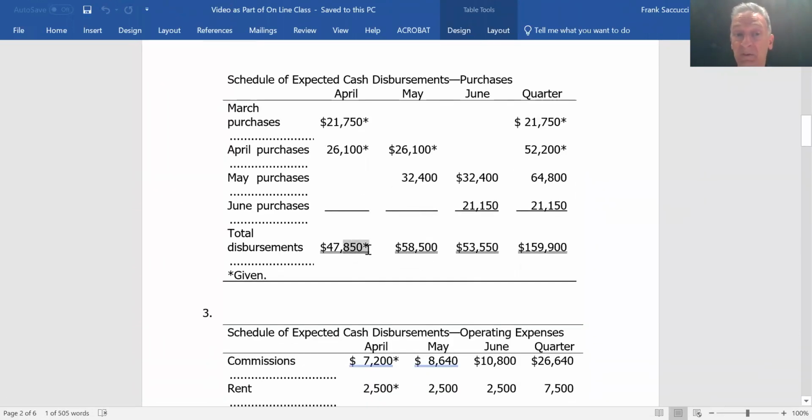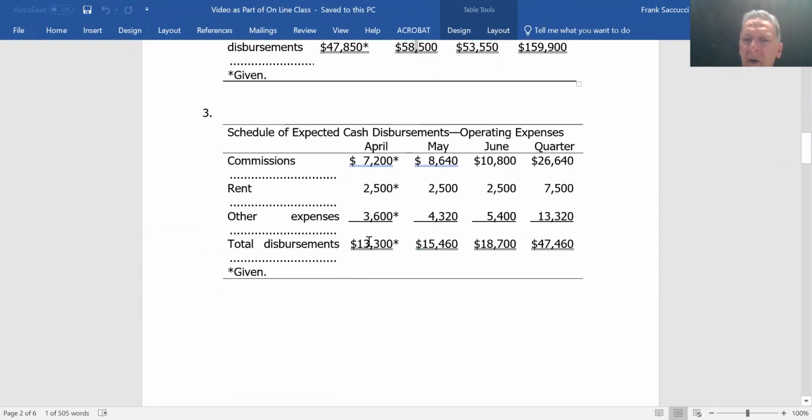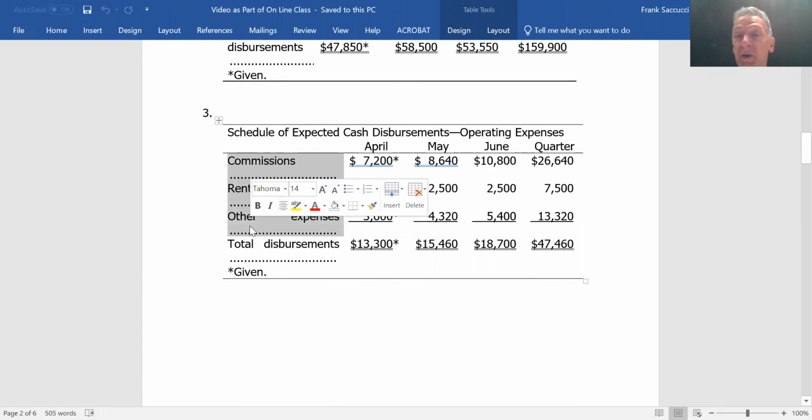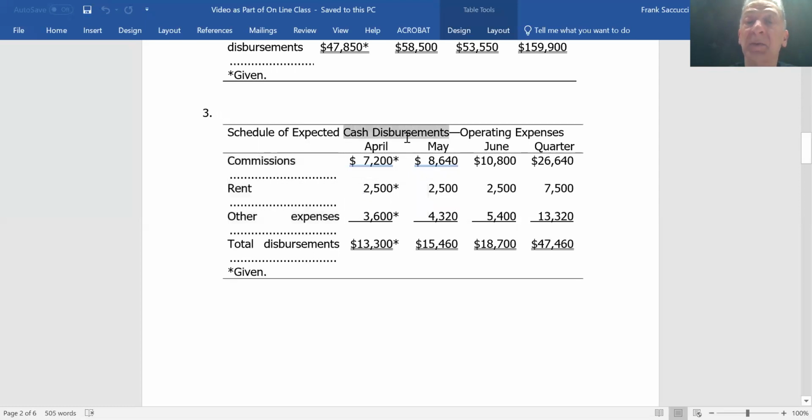This is cash out for inventory. This is cash out. This is also cash out because of operating expenses. What's one operating expense you do not notice here? Depreciation. Why? Depreciation is an operating expense, but it's not a cash disbursement. So that's going to be important. We'll show it in the income statement, but we won't show it in the cash disbursement.